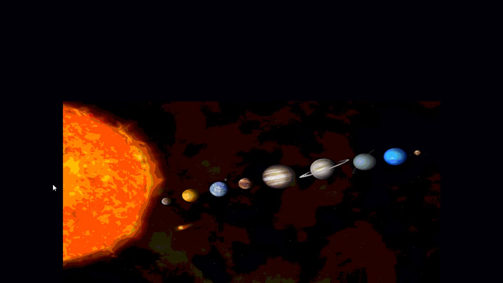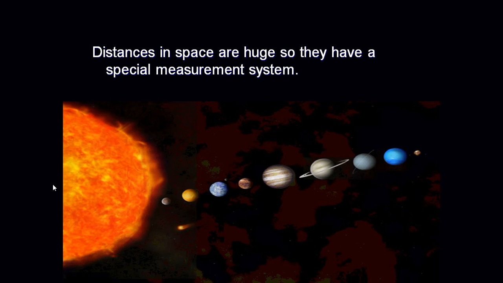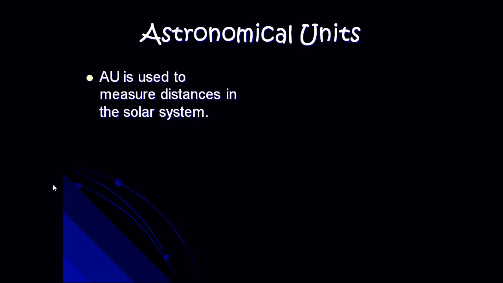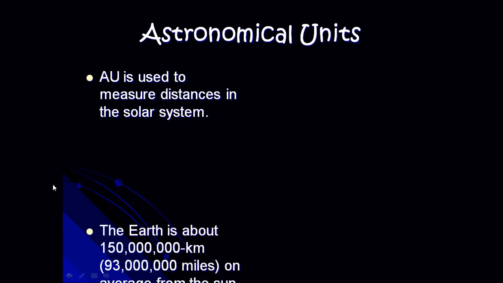The planets and the sun. Now, the distance between the planets is measured using a special type of system of measurement. We need this system, or it was adopted rather, because of the large space between planets and the sun. So let's talk about this system of measurement. It has coined the term astronomical units, or AU for short. AU is used to measure distances in the solar system.